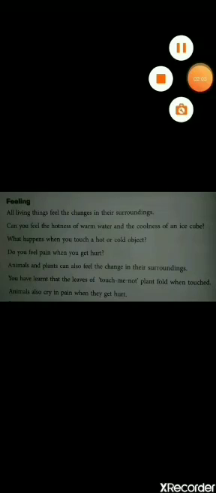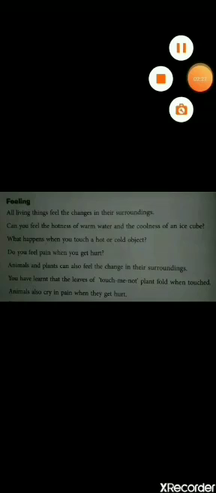When someone pinches us, we feel pain. We laugh when we are happy. This is because we can feel. What happens when you touch a hot or a cold object? If you touch a hot surface, you just pull your hand back from these surfaces. Because animals and plants also feel.